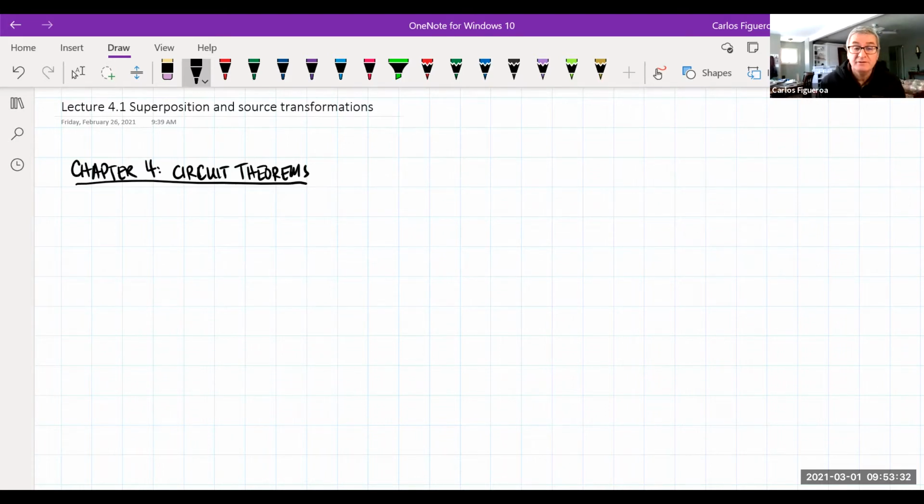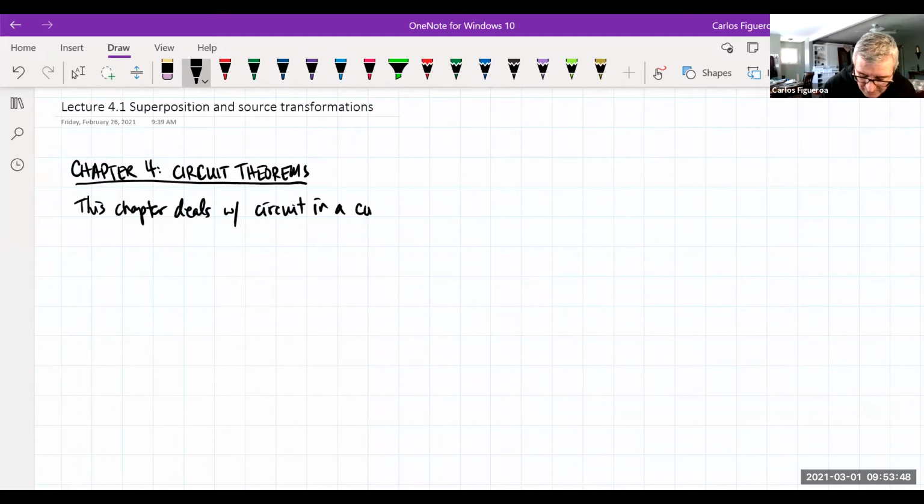So what you're going to find here is that this chapter deals with circuits in a conceptual manner. Whereas node and mesh is really just ugly, right? Hey, you could write it down easily. I'm not saying that you can't, but it's just ugly because you've got to solve all those systems of equations. This chapter doesn't do it that way.